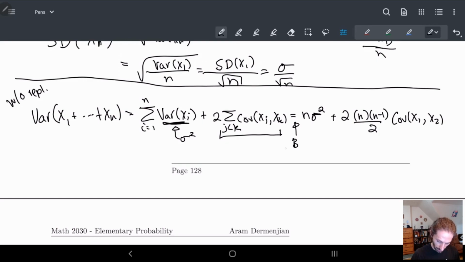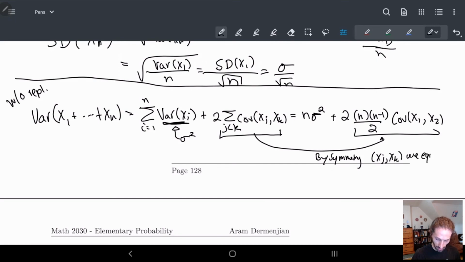This to this is by symmetry, and this is because each pair is equal in distribution. So xj, xk are equal in distribution. That's where this is coming from. I'm not going to cover this; it's a little bit complicated. So for now, you can just believe that this is true, and that'll be okay. I'm not going to ask a complicated question like this on the homework or the exam, so don't worry about it. For now, I'm just sweeping things under the rug.